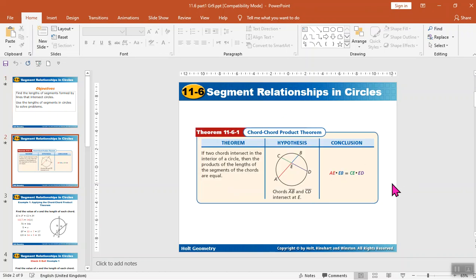The first theorem is the chord-chord product theorem. This theorem is talking about two chords that intersect inside the circle. Here we have two chords, AB and CD. They both intersect inside the circle. As you can see, the intersection point is inside the circle. If two chords intersect in the interior of a circle, then the products of the lengths of the segments of the chords are equal.